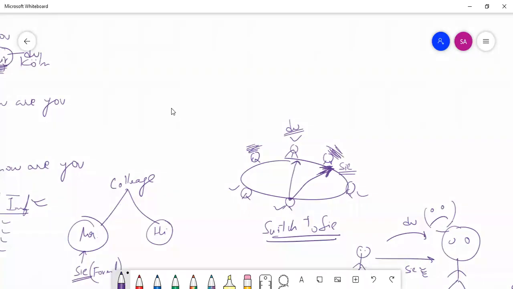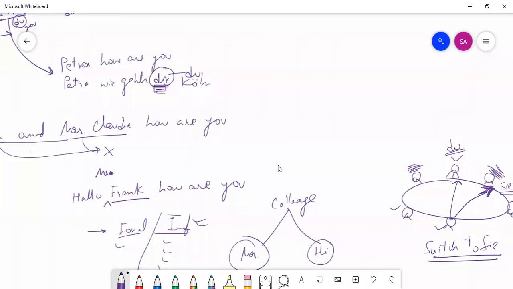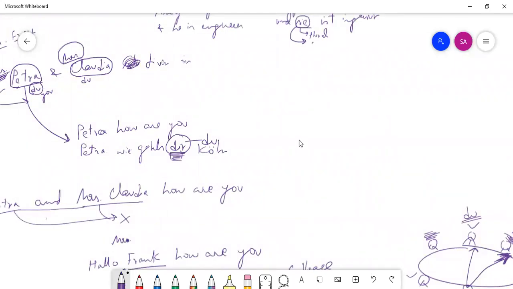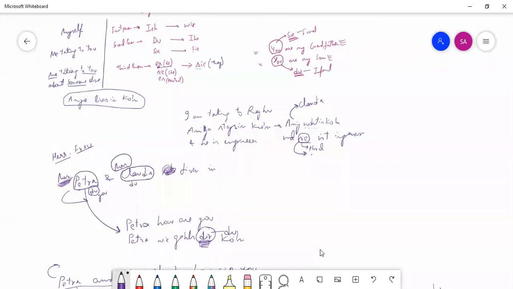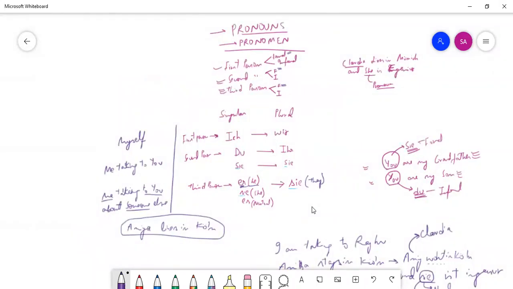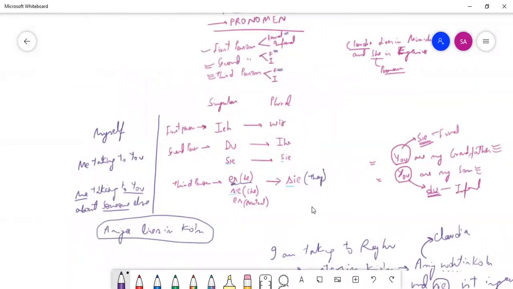Actually, I never wanted to focus on a lot of grammar, but this is a very, very basic thing. Without this, we cannot proceed ahead at all. Yeah, of course. You agree? Yeah. So this is where we are.